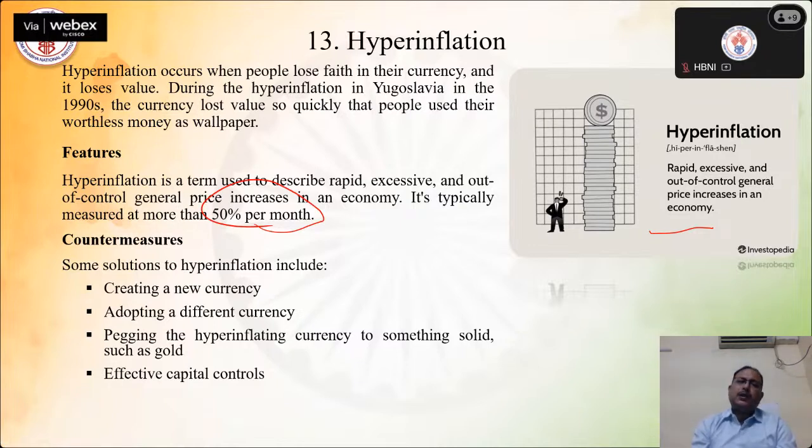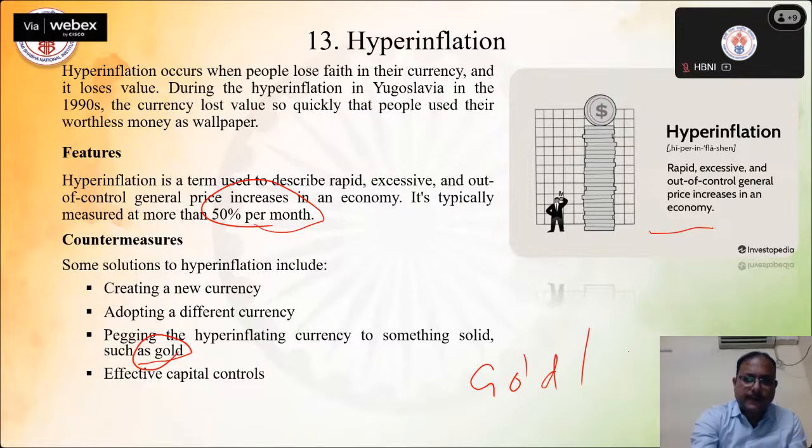Countermeasures: creating a new currency, adopting a different currency, pegging the hyperinflating currency to something solid such as gold, and effective capital controls. Or we can go for the conventional methods of what we Indians do. We can go for the slowest part. It's again a debatable topic. How to stop inflation at our end is very tough, but only for this lecture part, I have quoted the hyperinflation part. We generally in India use this technique: gold or silver or any material. It is common.